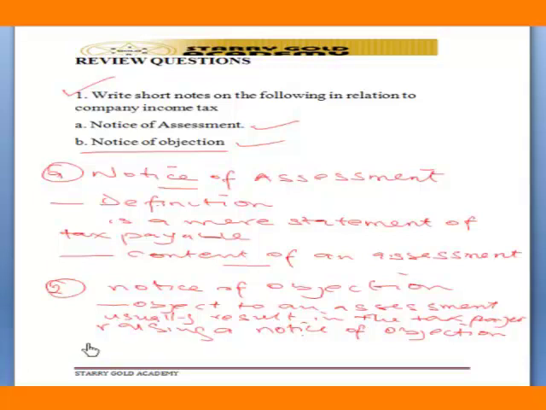Most importantly, you should also not forget to tell us the conditions for a valid notice of objection. This will give more flesh to answering this question. It will give you more marks if you are able to put down these two important points: how a notice of objection comes up and the conditions for a valid notice of objection. So with that, you should be okay with this question. Let's look at the next question.